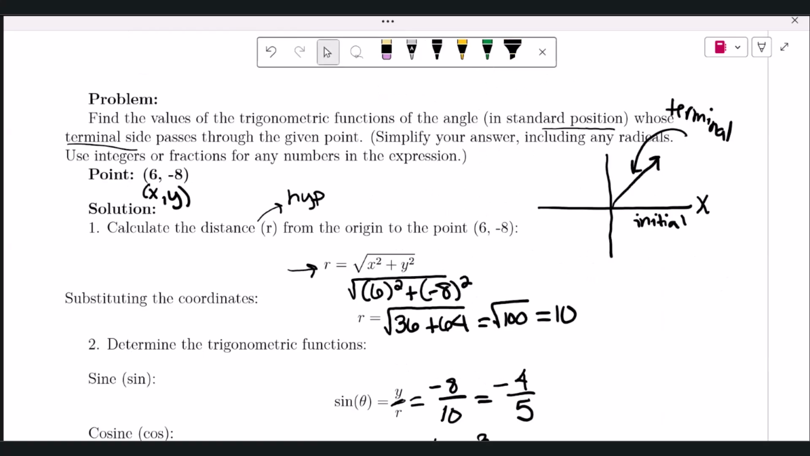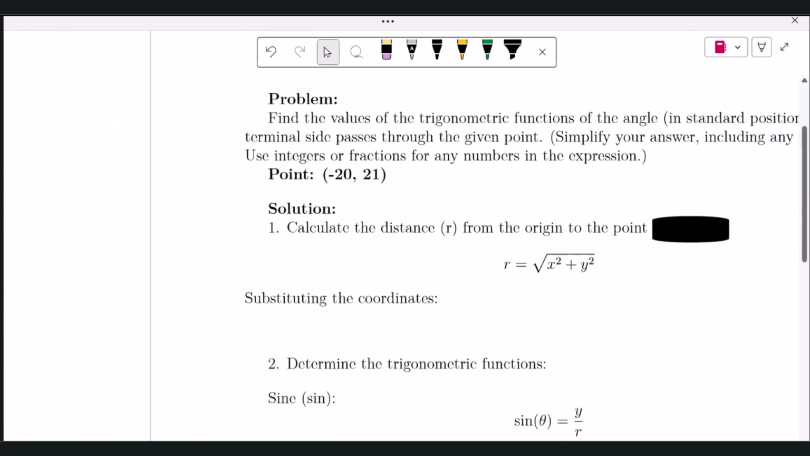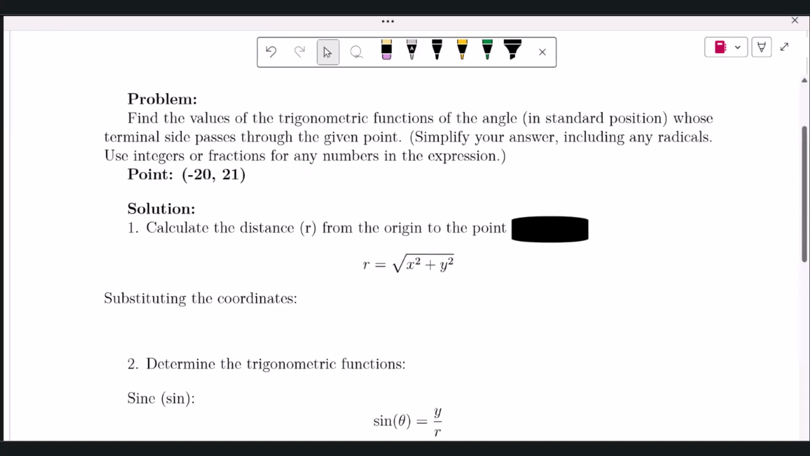And now that you have this one under control, you get to try this one by yourself. Pause the video, work the problem, and then press play. We'll work it together.